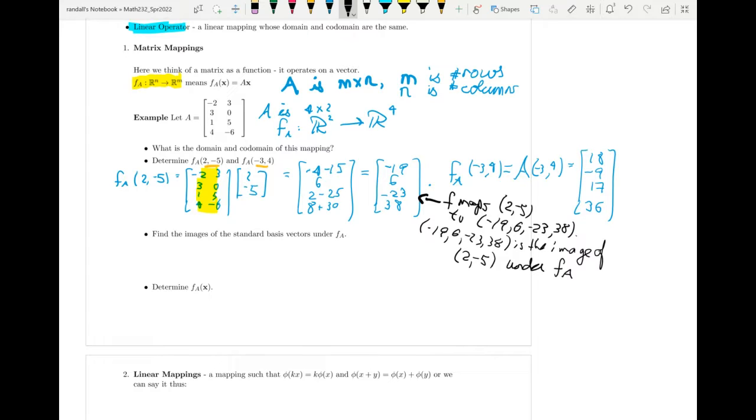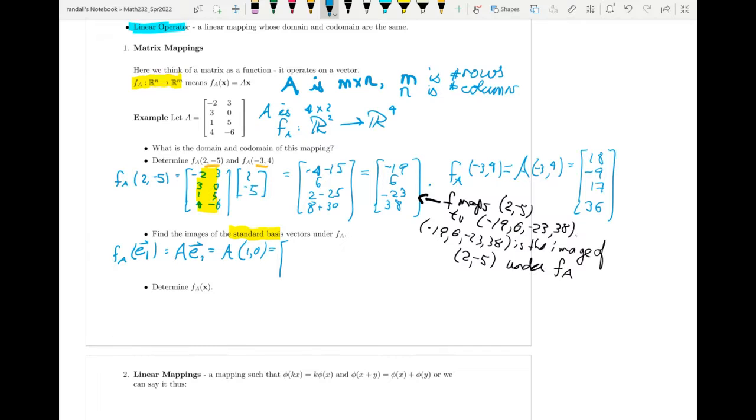Okay, so let's look at other particular images of particular vectors. We're going to talk about the standard basis vectors, and this is going to really simplify our calculations. So let's compute f of A acting on E1. F's domain is R2, so the standard basis is E1 and E2. So this is going to be A acting on E1, so it's A acting on (1, 0).